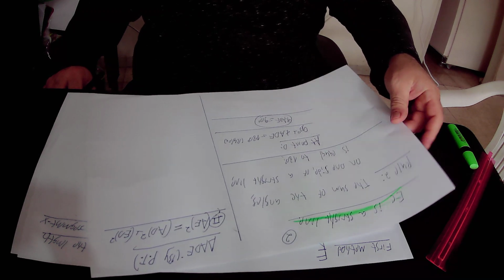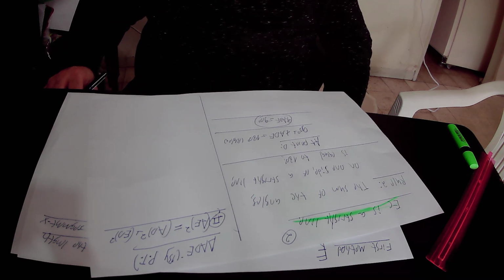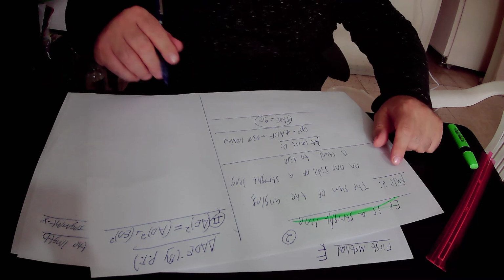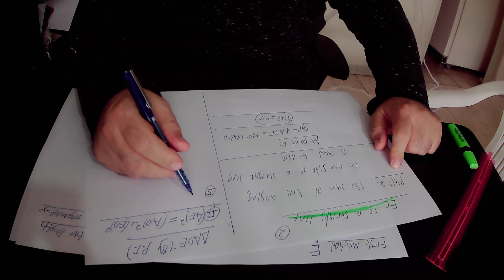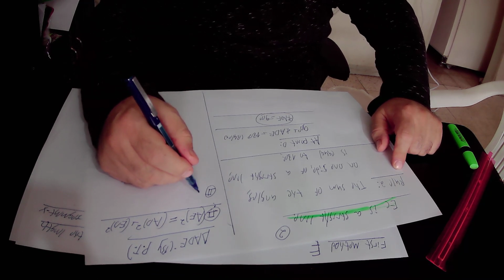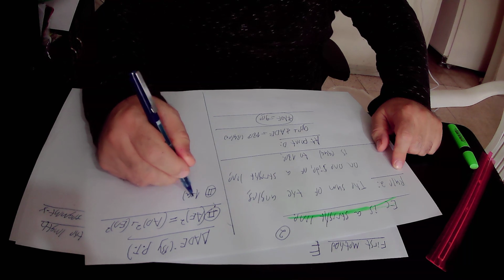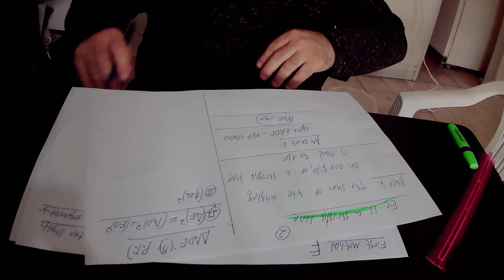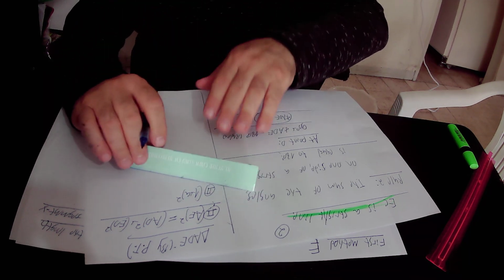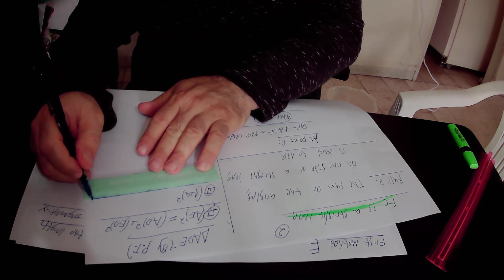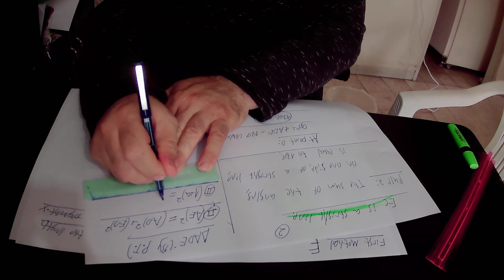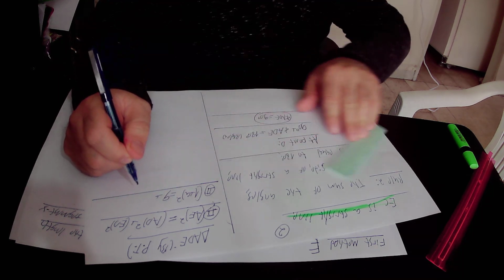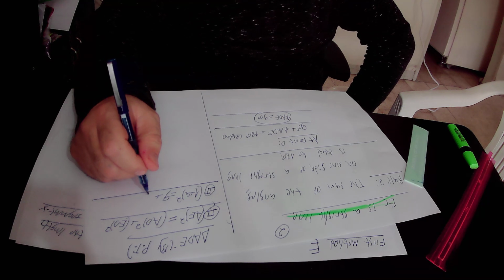I'll repeat again. According to the Pythagoras theorem, AE squared equals AD squared plus ED squared. AE equals 1 plus A, so AE squared is (1 plus A) squared. And it is equal to AD squared. AD is 3, so AD squared is 3 squared, that is 9, plus ED squared. ED is A, so ED squared is A squared.